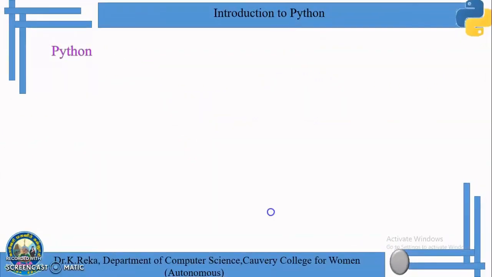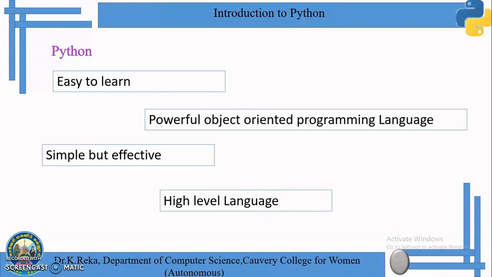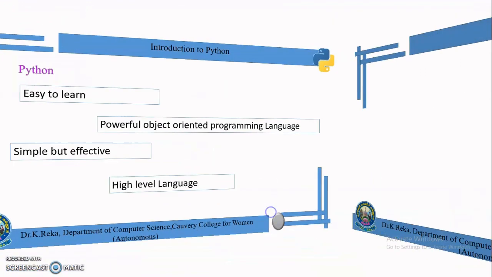Python is an easy to learn and powerful object-oriented programming language. It has efficient high-level data structures and a simple but effective approach to object-oriented programming. It is a very high-level programming language.